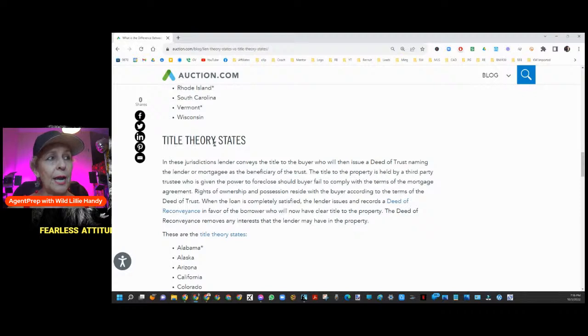So when there's a title theory, we have a deed of trust. When there's a lien theory, it's a mortgage, okay? And there's probably a 60, 30, 20 ratio in the 50 states, something like that.